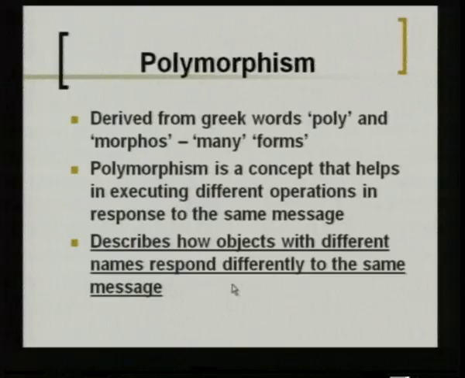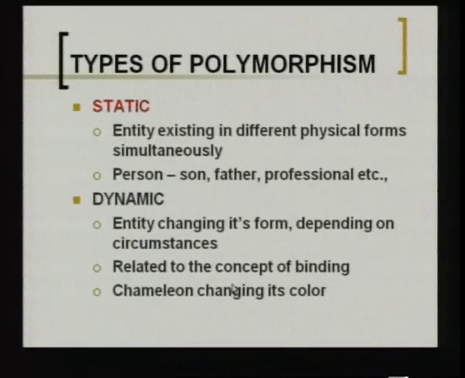So, polymorphism is one object behaving differently to the same message or one function with the same name behaving differently or performing different operations in response to the same message. So, this you will understand better when we see the way it is implemented. So, in types of polymorphism you have static and dynamic polymorphism. So, what is the static polymorphism?